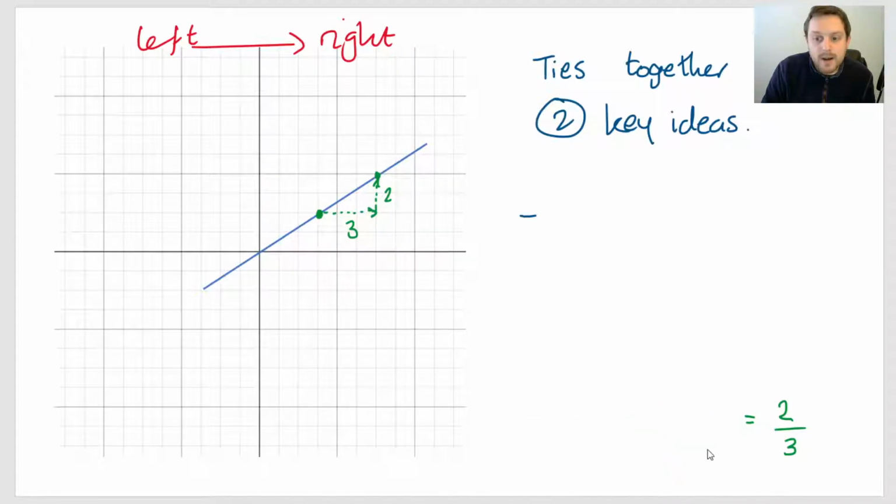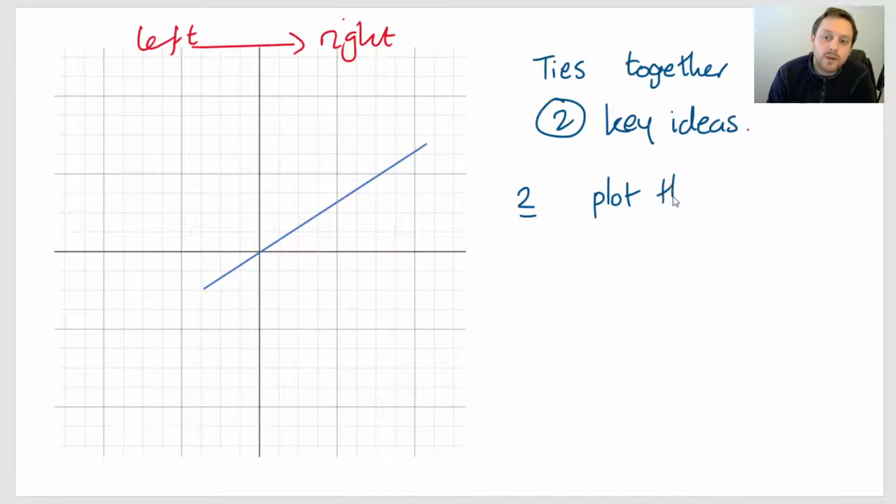Which is basically plotting little formulas that have y and x in it. That's basically the next idea. So idea 2 is, you could pretend it's completely separate to the idea of anything to do with gradients, okay? So I'm going to say plot the graph y equals 2x add 3.